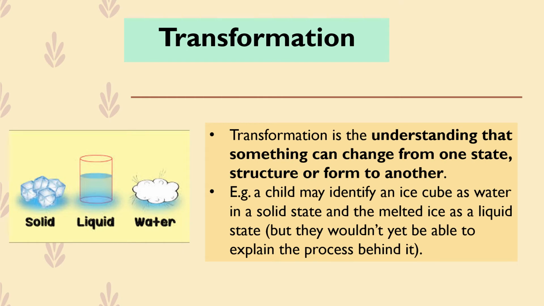So transformation is this idea that something can change from one form to another. A lot of the time, children by the end of the age of 7 should be able to understand that ice blocks are the solid form of water, and that if you put them out in the sun or somewhere warm, they will eventually turn into a liquid, which is the water we drink. So that is this understanding that there are various states, and that an object or a substance can change from one state to another.